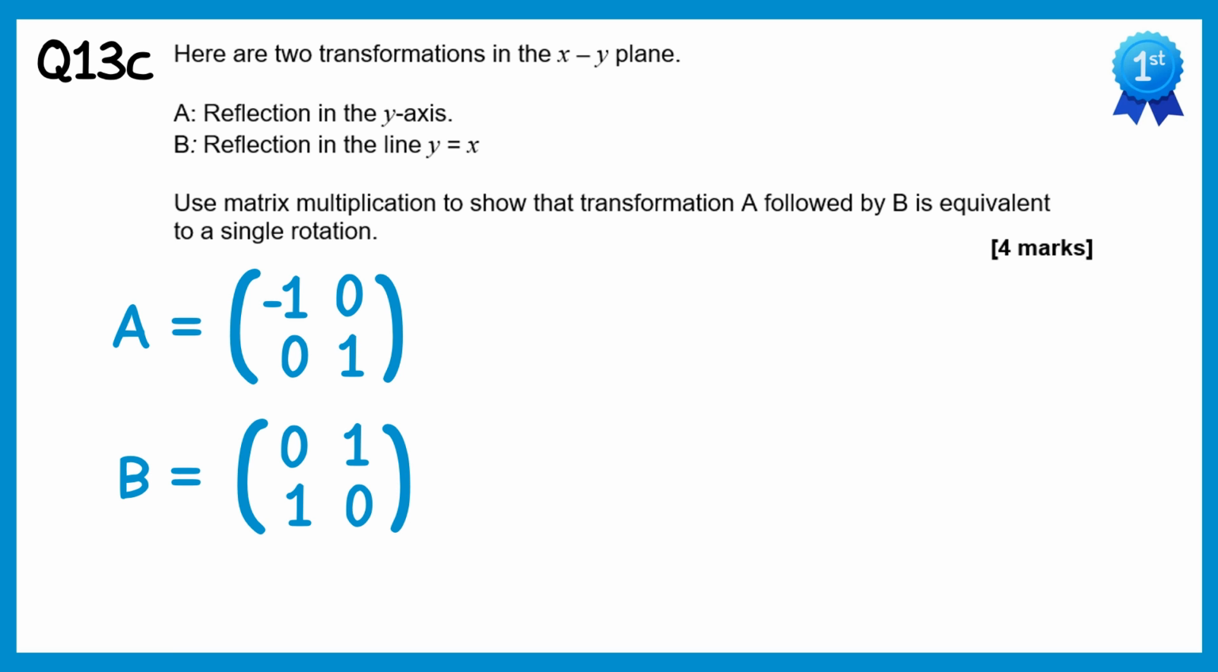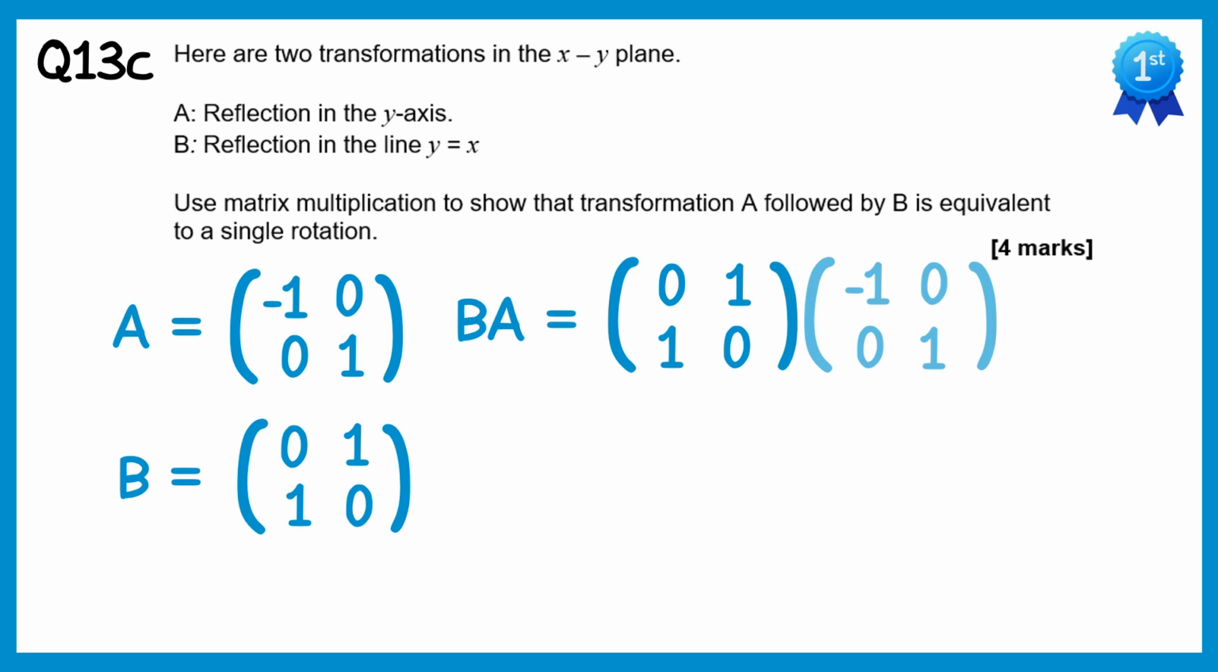Now if we're going to do transformation A followed by transformation B, we actually multiply the matrices in the reverse order. So we need to work out the matrix of BA rather than AB. So BA would be matrix B times by matrix A. This will give us a 2 by 2 matrix answer.